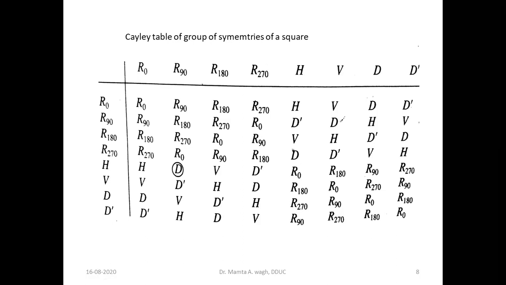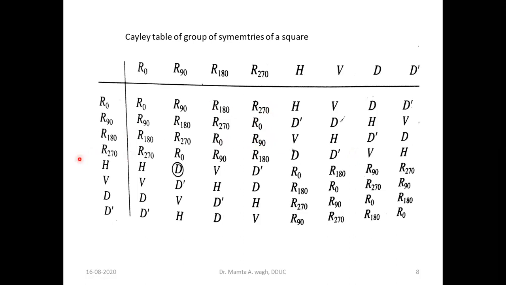Identity element means that composing any element with that element causes no change in that particular element. So R0 is not changing the position of any of the squares. R0 is working as an identity element here. Now you can see that if I combine R90 with R270, then you are getting R0. R0 means the identity element.